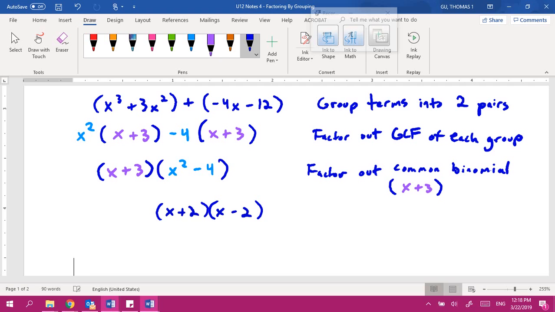Remember the shortcut is you take the square root of the first term, square root of x squared is x, right? That goes in each parentheses. What's the square root of 4? 2, so 2. And then 1 needs to be plus, 1 needs to be minus. And then also at the very front, we can't forget the x plus 3. And this is our completely factored out polynomial.